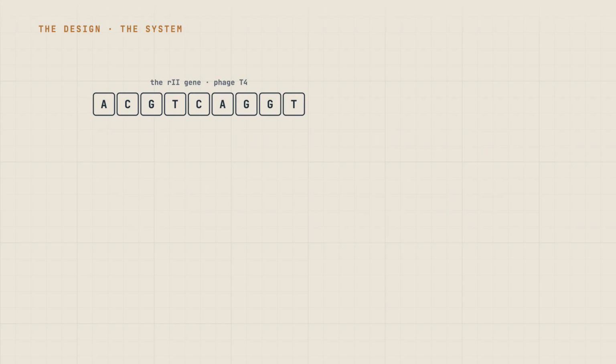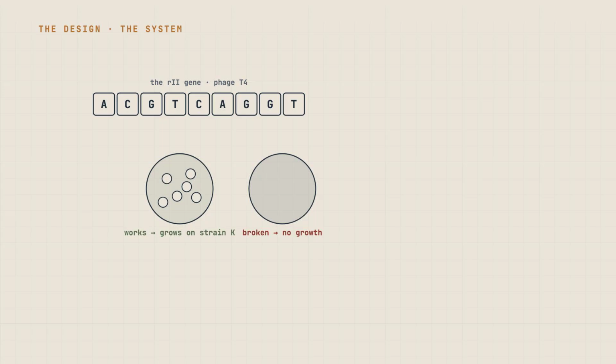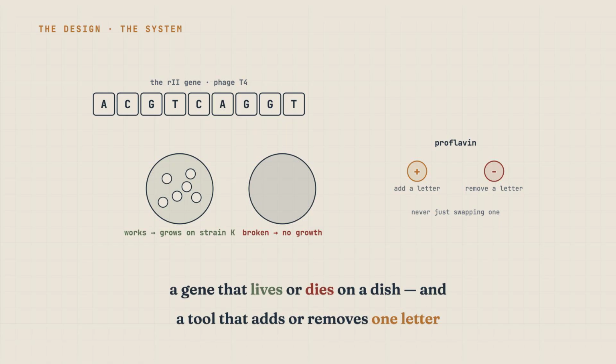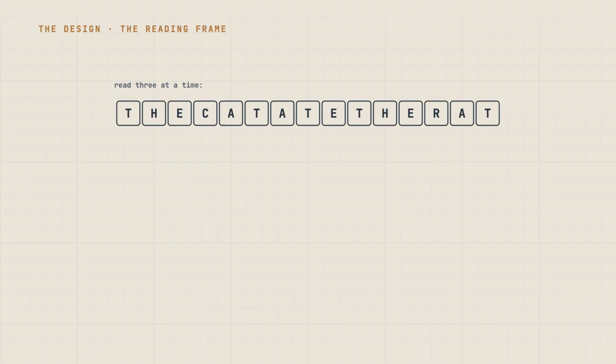They needed a gene that would shout when it broke. They chose the R2 region of a virus, the T4 bacteriophage, a gene so sensitive that a working copy let the virus grow on a certain strain of bacteria, and a broken copy simply couldn't. Life or death read straight off a dish. And they had the perfect tool, a chemical, proflavin, that adds or deletes single letters of DNA, never just swapping one. Here is the whole idea on a sentence you can read.